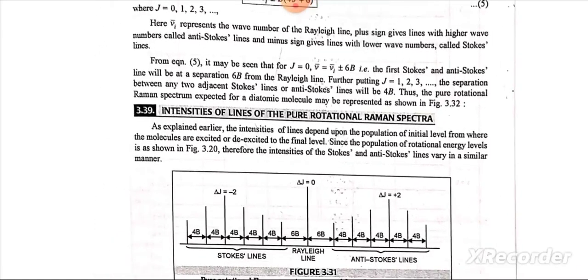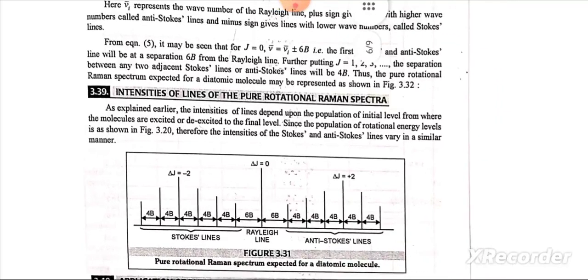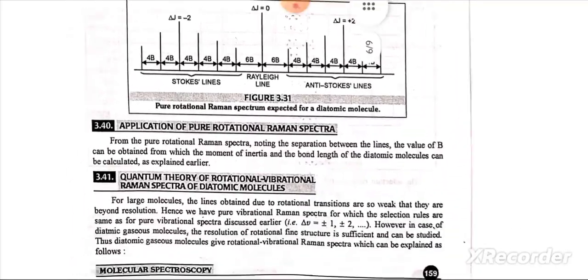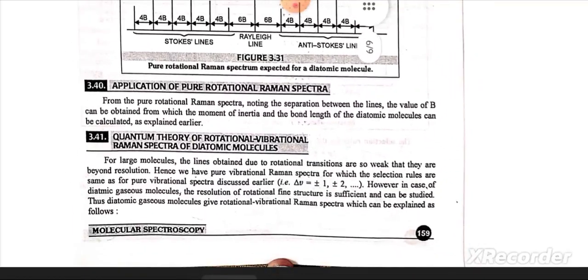3.39 Intensities of lines of the pure rotational Raman spectra. As explained earlier, the intensities of lines depend upon the population of the initial level from where the molecules are excited or de-excited to the final level. Since the population of rotational energy levels is shown, the intensities of the Stokes and anti-Stokes lines vary in a similar manner.